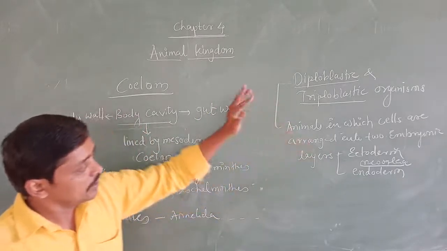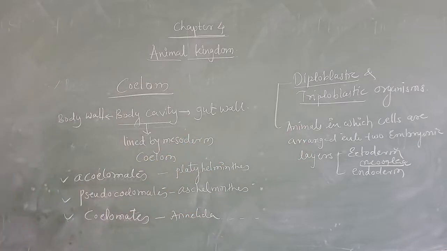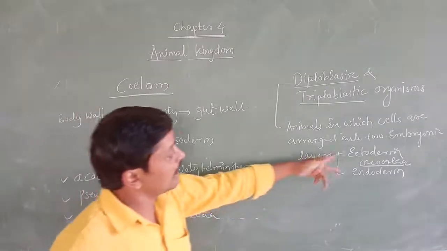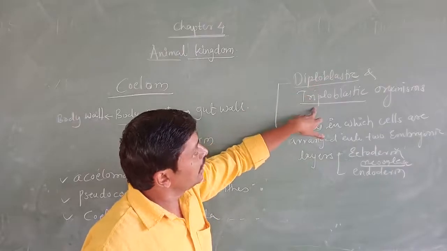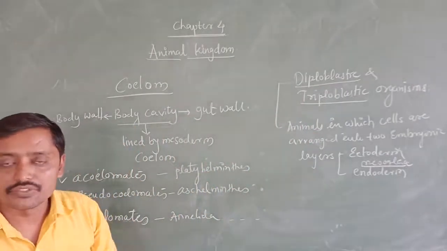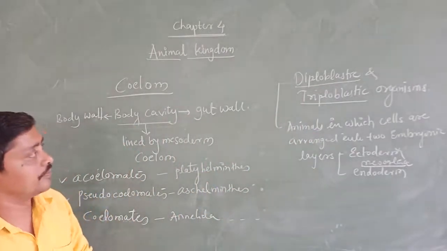Here in diploblastic, what I told you, there are two layers, ectoderm and endoderm. In some organisms, in between the ectoderm and endoderm, we find the undifferentiated layer, mesoglea. Understood? Here we call that ectoderm and endoderm in a diploblastic. Now we are going to study about the triploblastic organism, when we discuss the triploblastic organism.